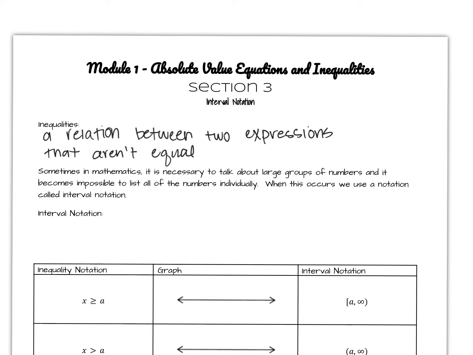Sometimes in math it's necessary to talk about large groups of numbers, and it becomes impossible to list all of the numbers individually. When this occurs, we use a notation called interval notation. Interval notation is a shorthand way of writing an inequality.